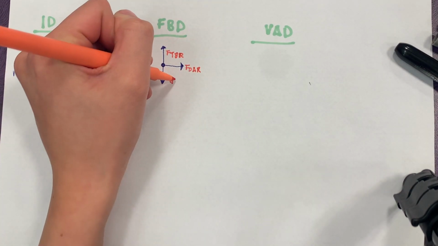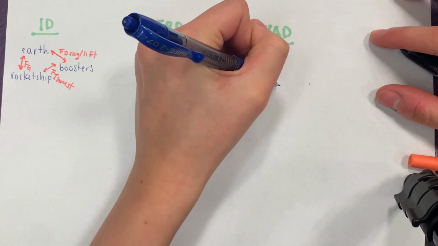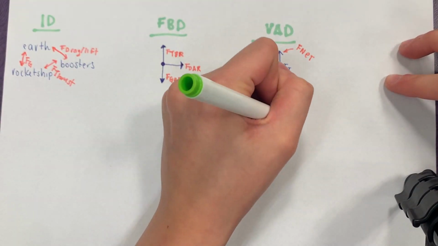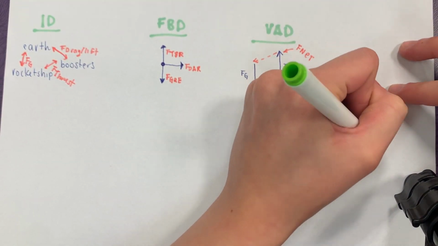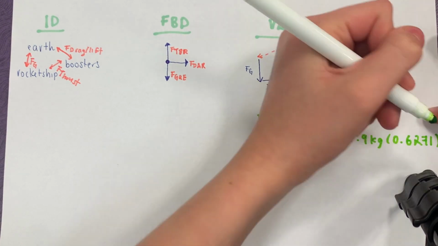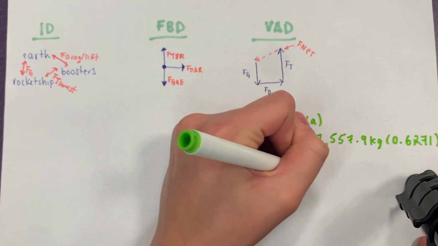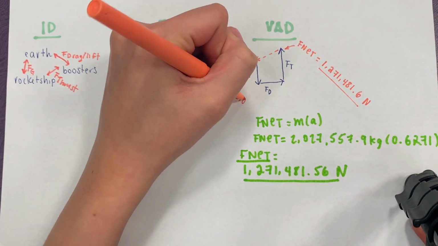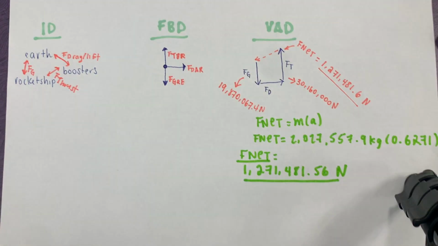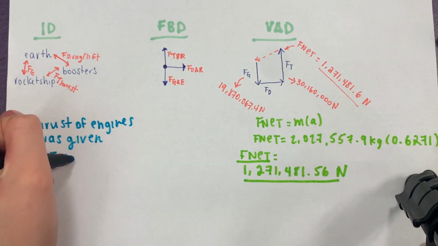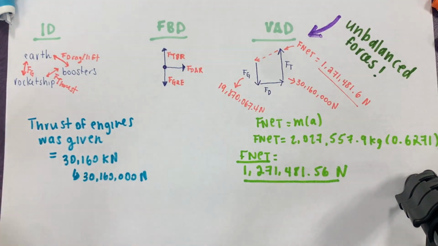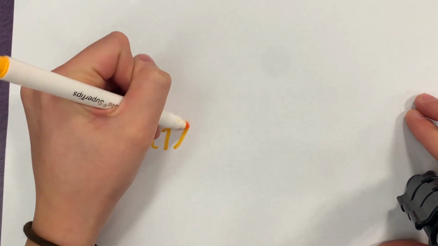The FBD and VAD will have 3 arrows, the force of thrust being greater than the gravitational force for it to escape Earth's pull. I calculated Fnet using the formula of mass times acceleration and got that it's 1,271,481.56 newtons. I also calculated gravitational force and force of drag, and the thrust of the engines was actually given, and it was 30,160 kilonewtons.